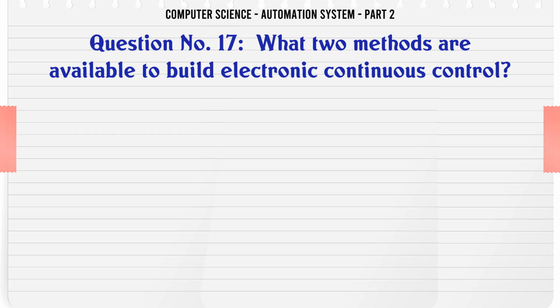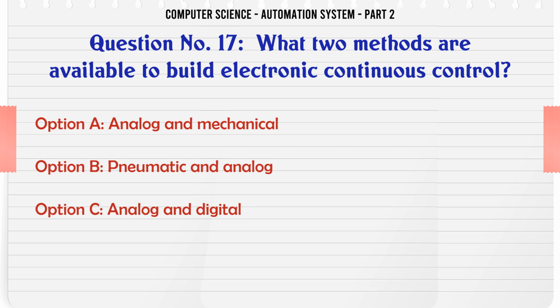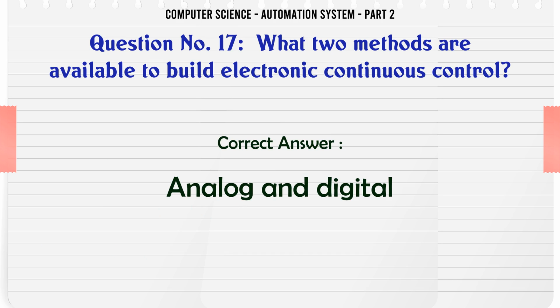What two methods are available to build electronic continuous control? A. Analog and mechanical, B. Pneumatic and analog, C. Analog and digital, D. All of the above. The correct answer is analog and digital.